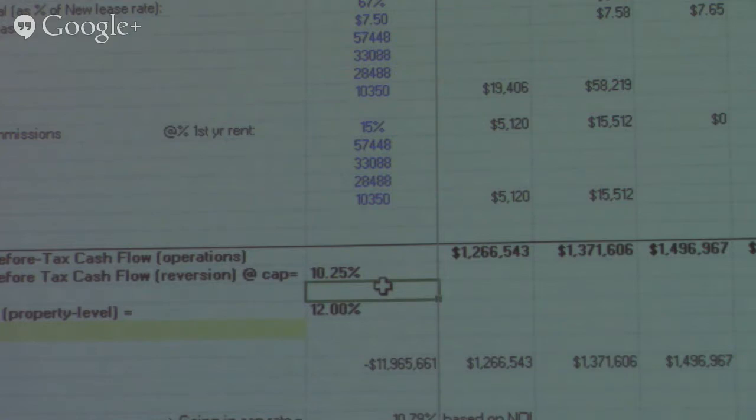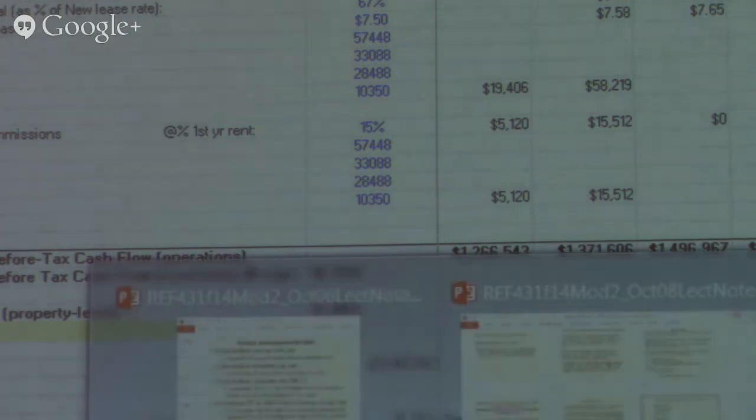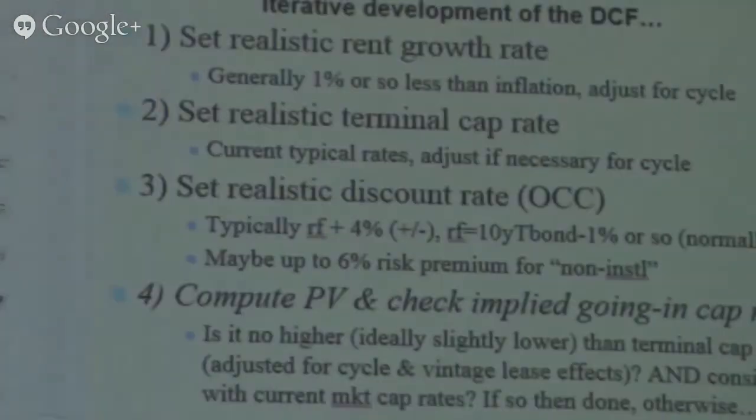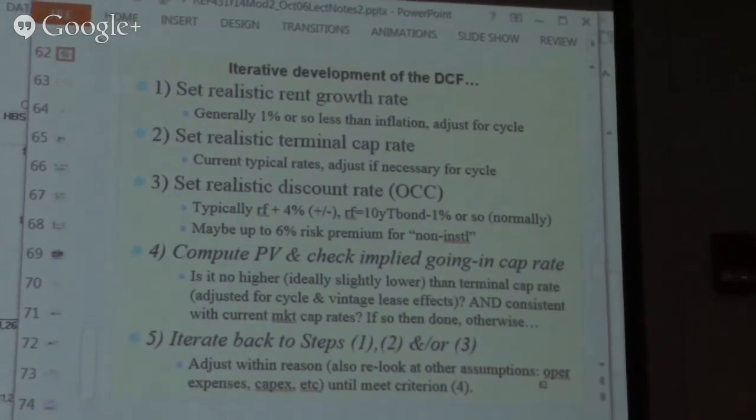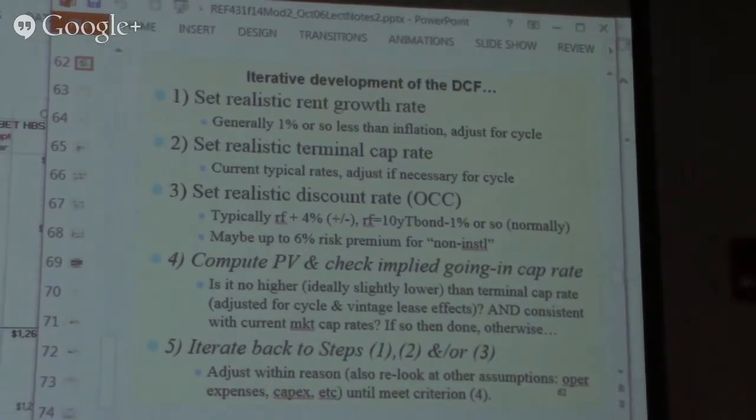Okay, so that's going to be realistic. What next? Realistic discount rate. All right, well, I don't know if I put it in the homework or it's in the book or whatever, but risk-free rate plus 4% for institutional real estate. If you go more into the mom and pop part of the spectrum, then you do have a higher risk premium. This property is arguably institutional real estate.